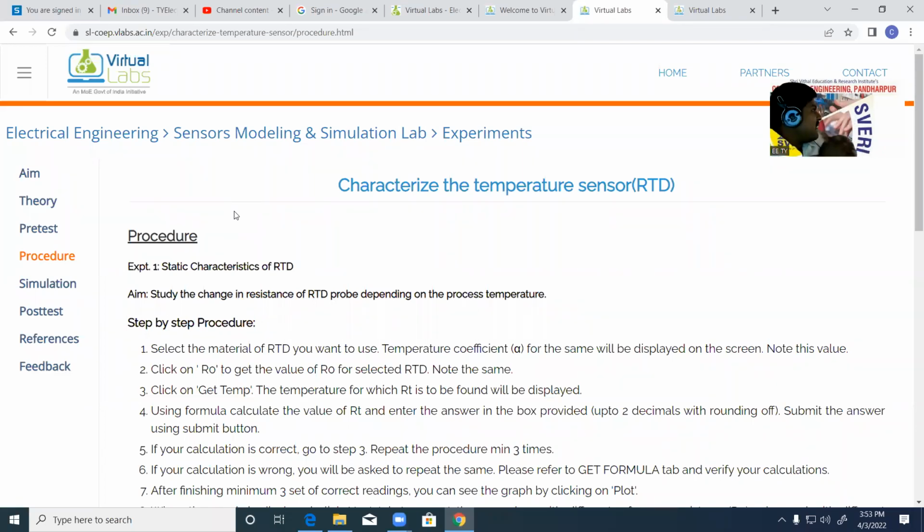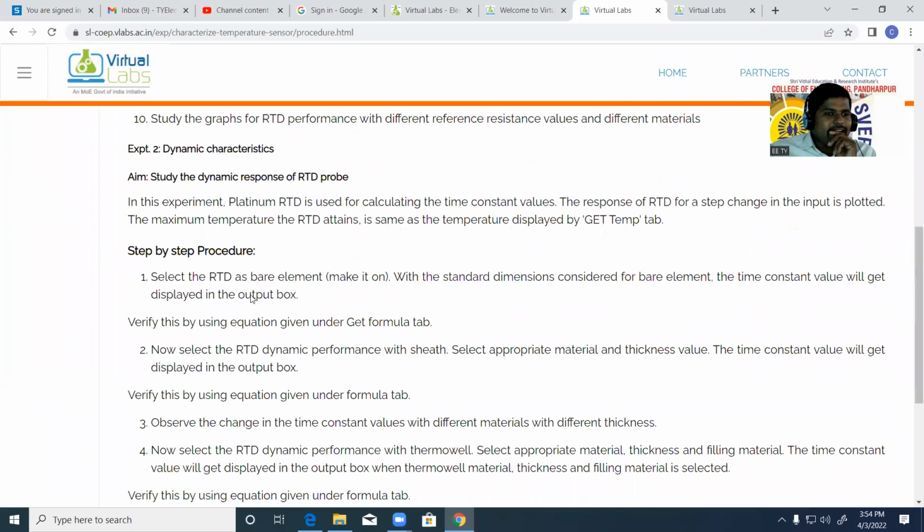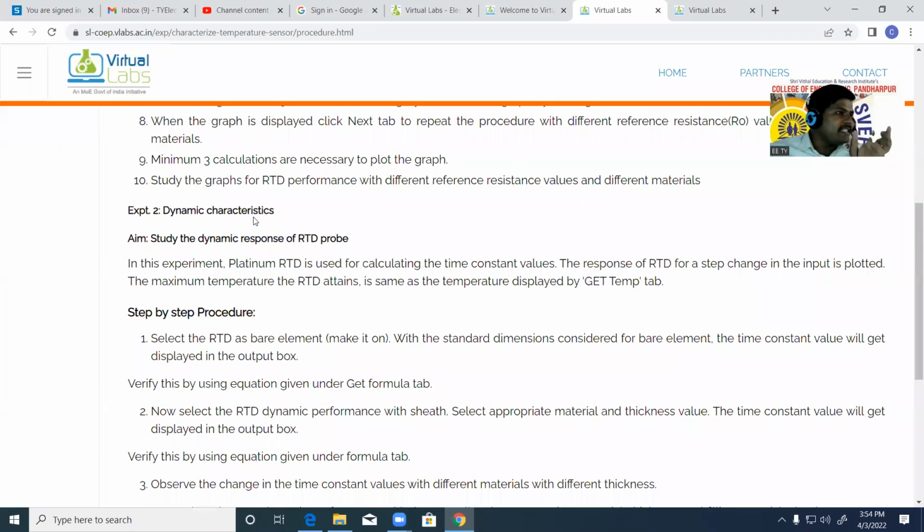So we want to find out two types of characteristics. First one is static characteristics and second one is dynamic characteristics. For the sensor element, we are considering one material that we have already discussed: platinum, copper, tungsten or Balco material. We are taking one material and plotting the characteristics of that sensor, static characteristics and dynamic characteristics. The procedure for the dynamic characteristics is given in the second part.